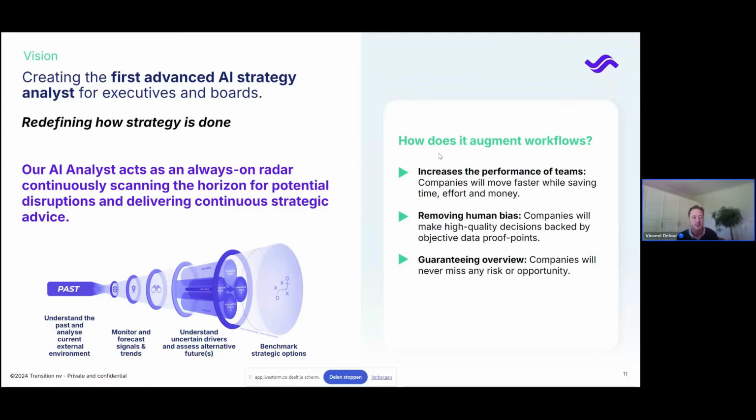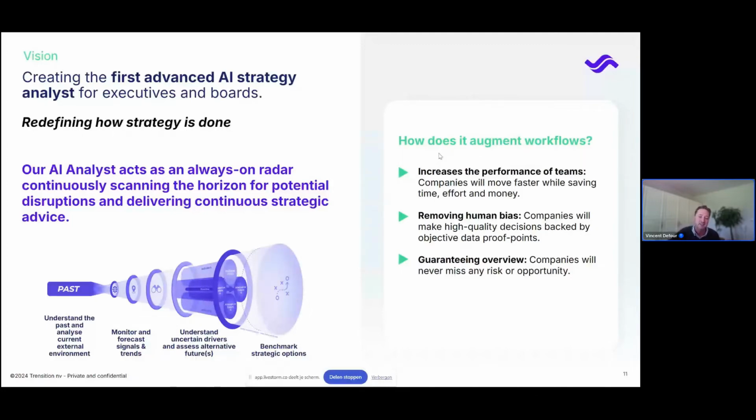So it's about understanding the past, analyzing external environments, monitoring and forecasting signals and trends to be able to understand and assess alternative futures, and then be able to benchmark what you need to do and what the causality is of your actions in all of these specific cases. So this is really the added value of Trendtracker in a nutshell.